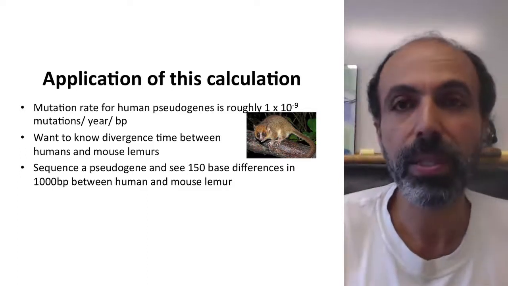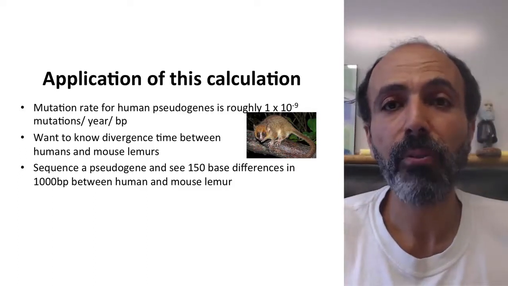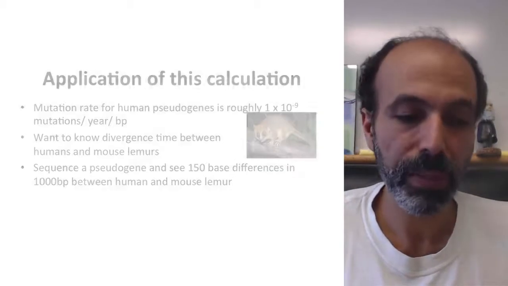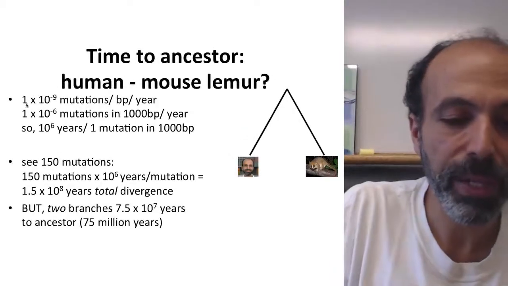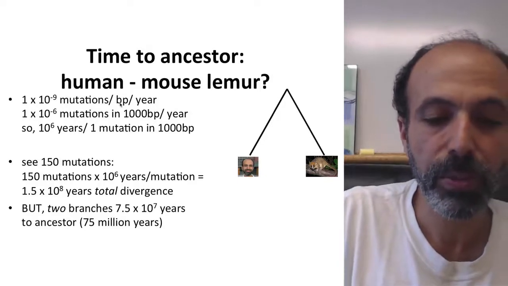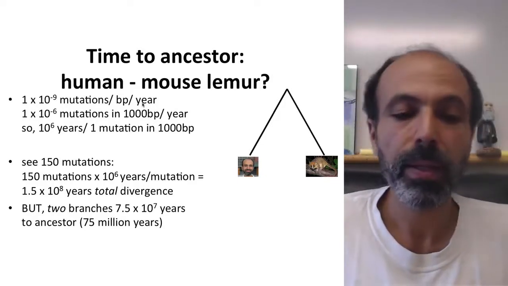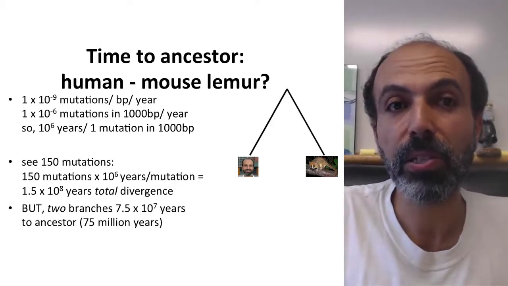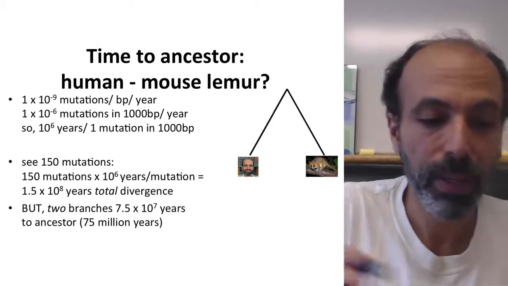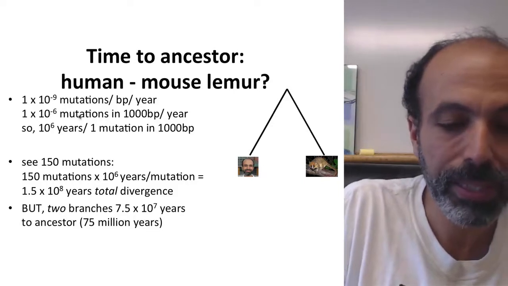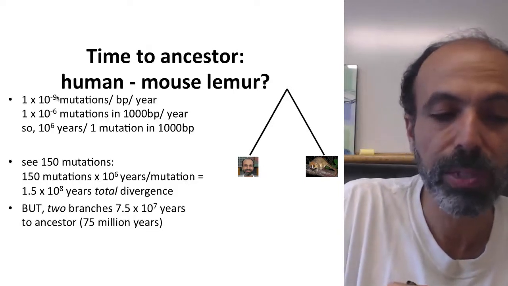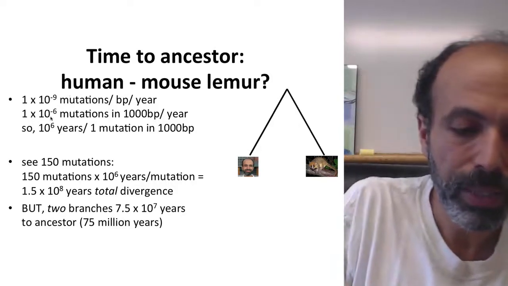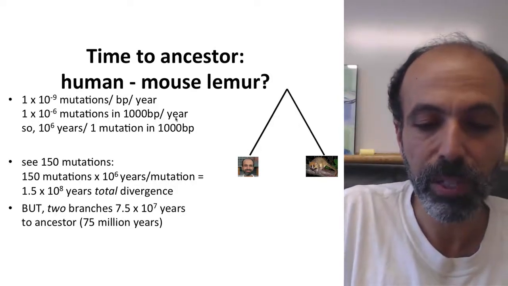Well, we can use this to determine how far back humans and mouse lemurs shared a common ancestor. Let me show you how we do this. So again, we have this rate of 1 times 10 to the minus 9th mutations per base pair per year. Now, in this case, we said we're looking at 1,000 base pairs. So our probability of getting mutations is higher, right? It'll be 1,000 times more. So we can say 1 times 10 to the minus 6th mutations in 1,000 base pairs. I just multiplied 10 to the minus 9th times 1,000. So 1 times 10 to the minus 6th mutations in 1,000 base pairs per year.